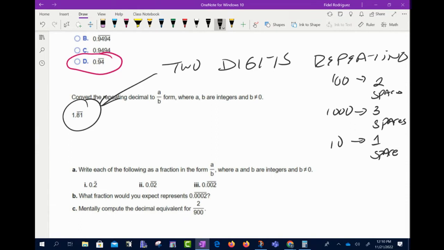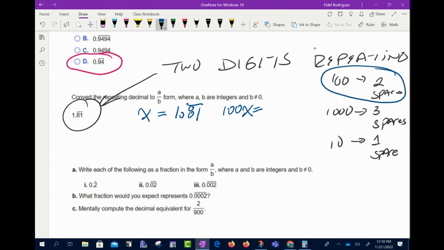Okay, the reason why I want to know that information, y'all, is that we're going to pick some number x and call it 1.81 with the bar, okay? Now, if I take that number and multiply it by 100, what would happen? My decimal point would move 2 spaces. So I would have 181.81 with the bar repeating, because the 81 is going to keep repeating forever and ever and ever, right?